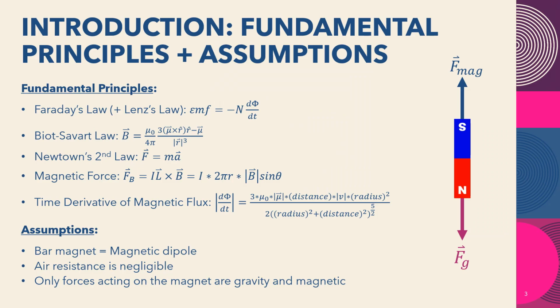For our fundamental principles, we have Faraday's law and Lenz's law, which explain how nature abhors a change in flux by creating an induced current to counteract the change, and the induced EMF is directly proportional to the rate of change of magnetic flux. The Biot-Savart law allows for the calculation of magnetic field, and we will use this specific manipulation of the equation for this experiment. Newton's second law states that force is equal to mass times acceleration, and this will be used to calculate the gravitational force acting on the magnet.